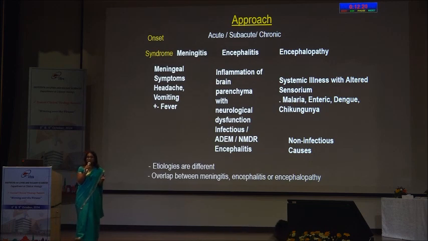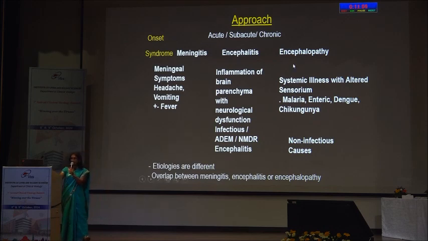Most important as a clinician would be to take a detailed history, which will include symptoms and their onset, duration, and progression. It's important for us to classify what the patient is presenting with, whether it's meningitis, encephalitis, or a systemic encephalopathy. And how do we do that?